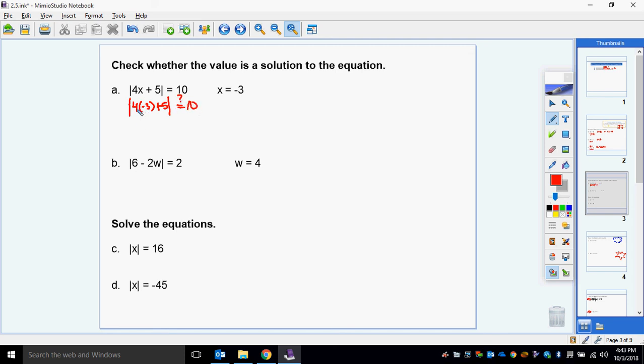I don't know yet. So in my absolute value, I'm going to have -12 plus 5, which would be the absolute value of -7. And the absolute value of -7 is 7. So 7 does not equal 10. So no, this is not a solution. -3 is not a solution. Let's check another. Actually, I want you to pause the video. Is w equals 4 a solution to this inequality, or sorry, absolute value equation?